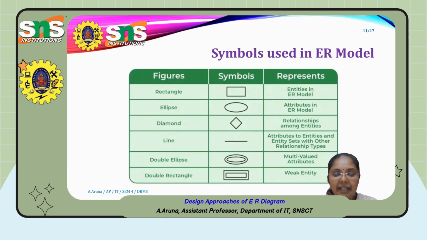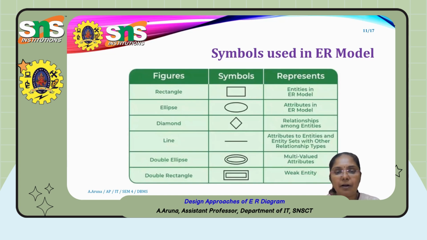We also have a double ellipse and a dotted ellipse. The dotted ellipse defines the derived attribute. The double ellipse represents the multi-valued attribute. And we can also use a double rectangle, which is used for mentioning the weak entity, as distinct from strong entities.